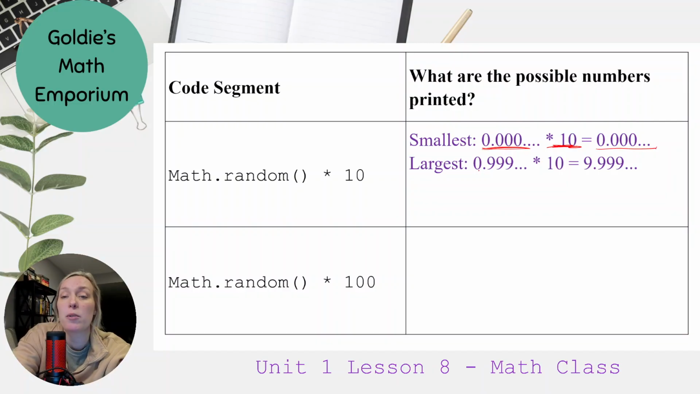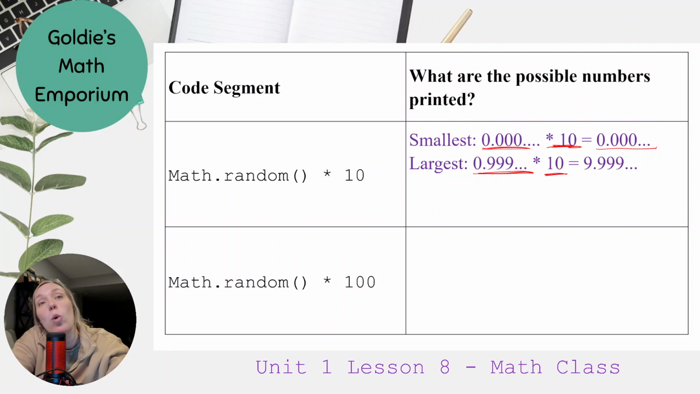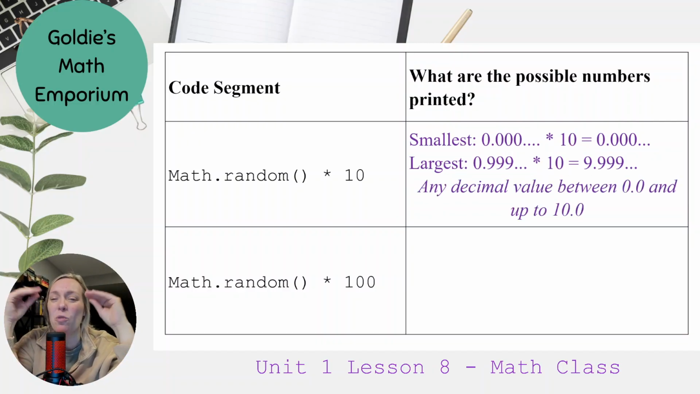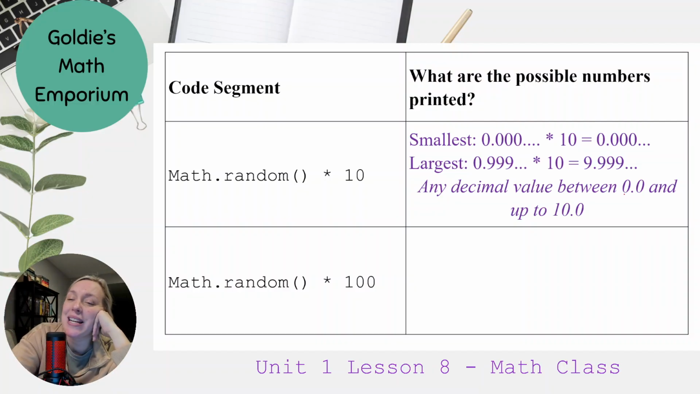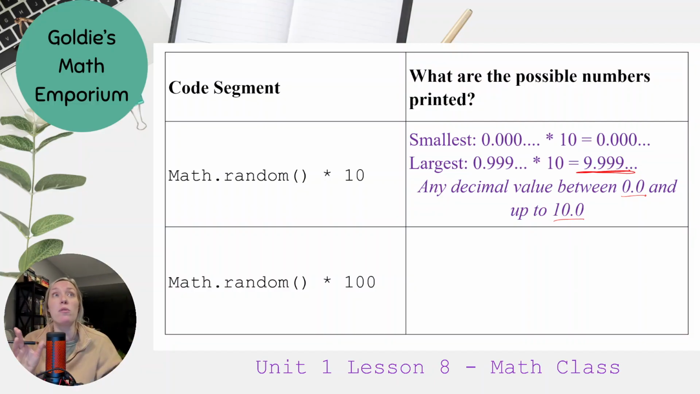The largest possible number. Well, the largest decimal up to but not including 1 is 0.999999 repeating. 0.99999 repeating times 10, what is that value? Well, that's still 9.9999999. So this code segment will give you any decimal value between 0 and up to, but not including, 10, because the highest is 9.9999999. So just with this code segment, we've already introduced some integer components. We still have the decimal, but we've already introduced some integer components.